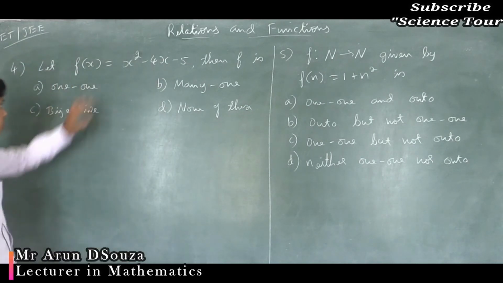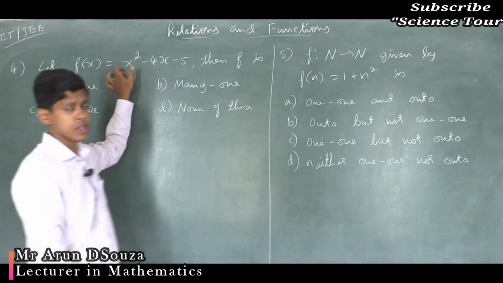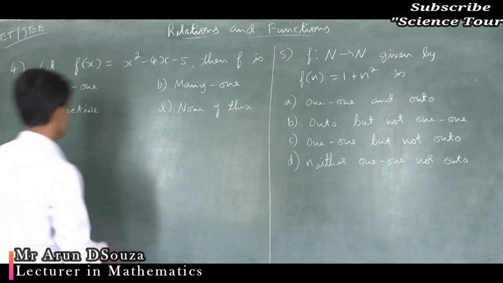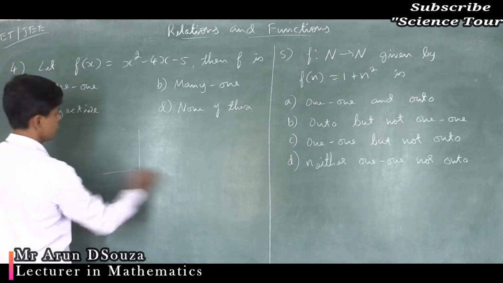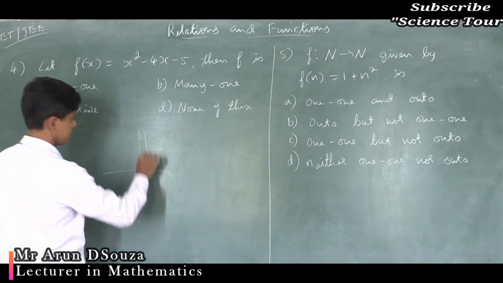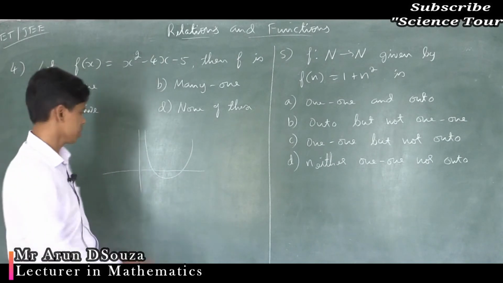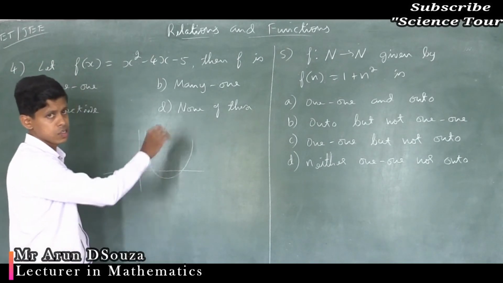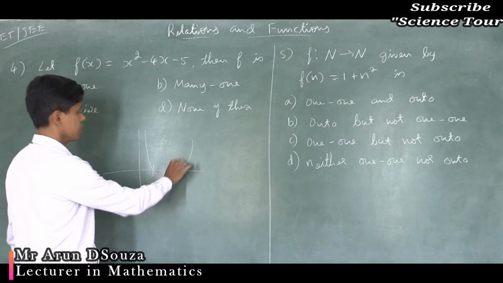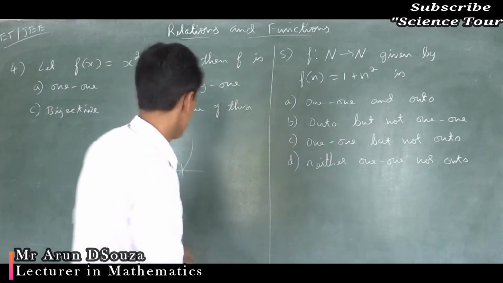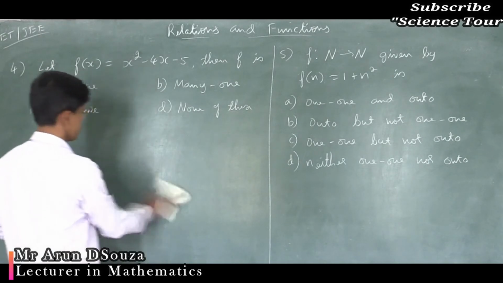Now look at this function. This is clearly a hyperbola, right? Parabola, I'm sorry. So this will cut the x axis in two places. So if you are going for the horizontal line test of 1 1, you will come across two values, right? So it is not 1 1, but how do you prove it?